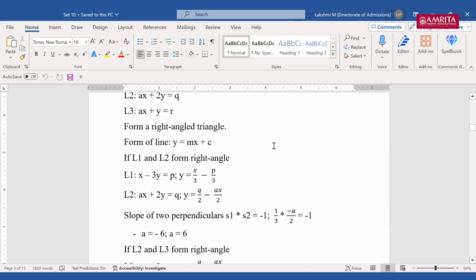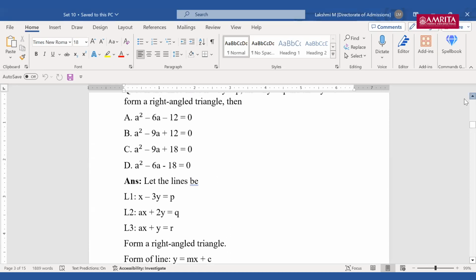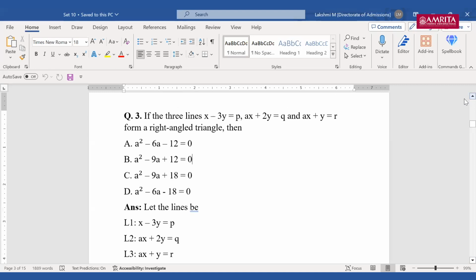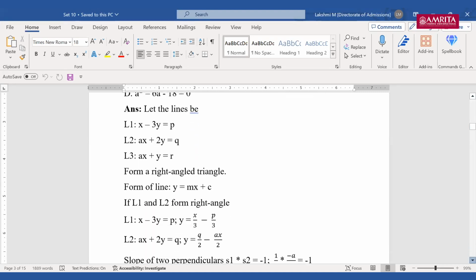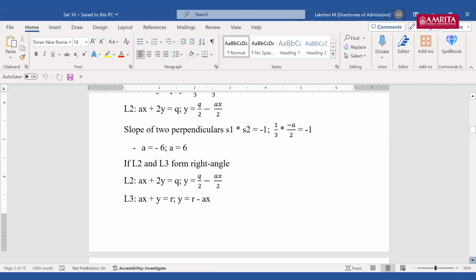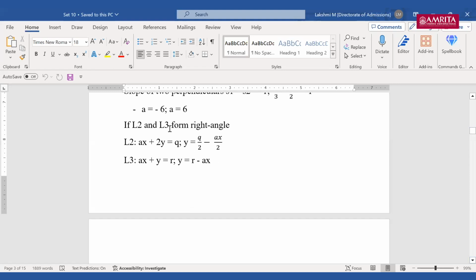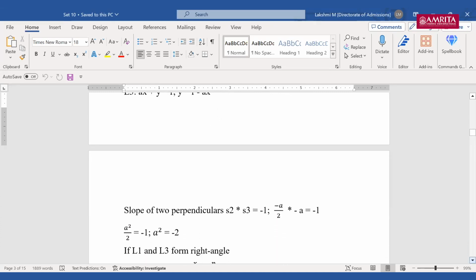Similarly, you have to work for the other two lines, because there is no other clue in this question. The question is literally that there are three lines, they form a right angle triangle, and you need to pick one among the options. Now, if you have worked on the first two lines, you can work on the other two, L2 and L3. Here also you can find out the value of M1 and M2. You can change it to the intercept form and find out the slopes for the other two lines. So you'll get a value of A.